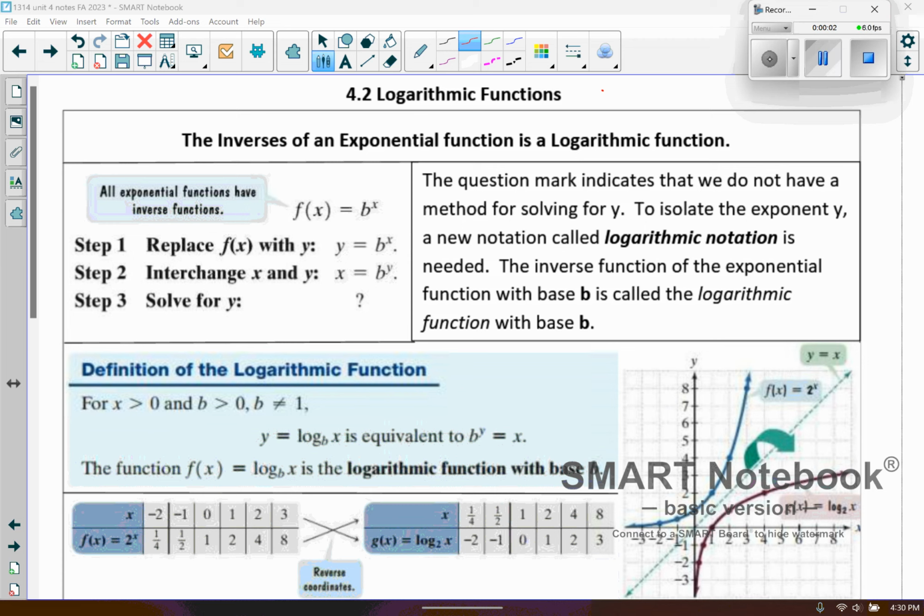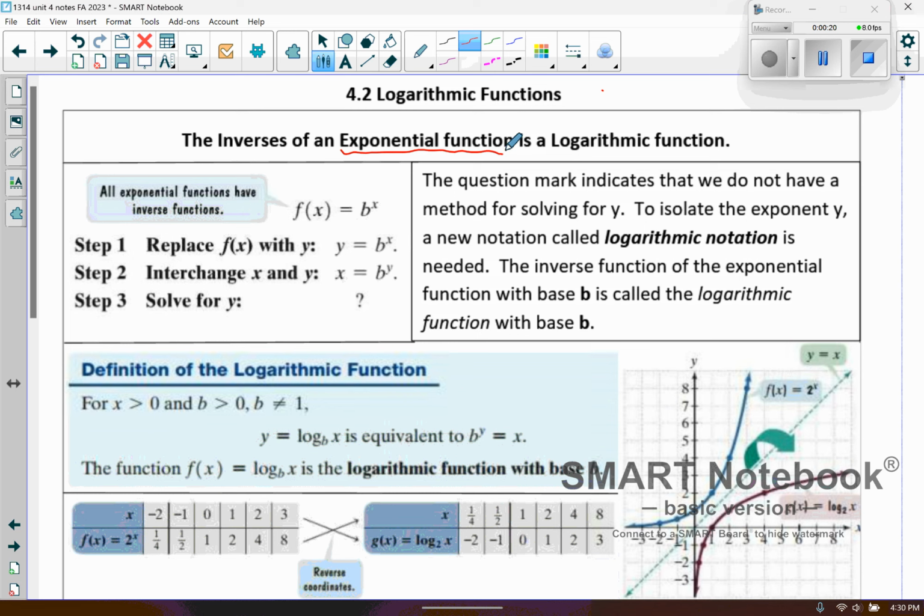Okay, in 4.2, we're going to look at logarithmic functions. First, let's start out right here and look at this. The inverse of an exponential function is a logarithmic function. We just got done graphing exponential functions. We graphed a bunch of them in the previous video.